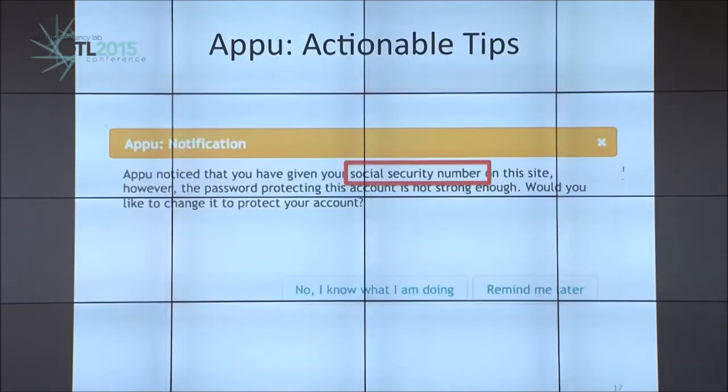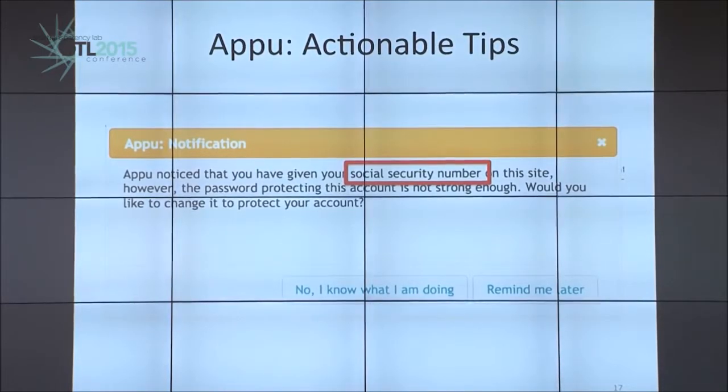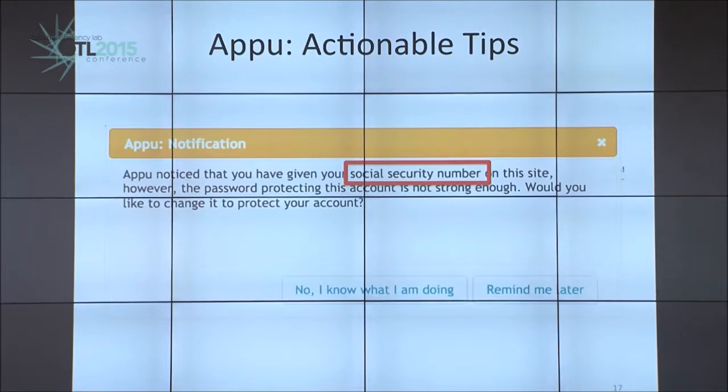one single place. From time to time, Appu will show helpful hints to the user to change their passwords or improve their security. So for example, something like: Appu has noticed social security number has been given out and this password is reused across lower security sites. So please change the password.